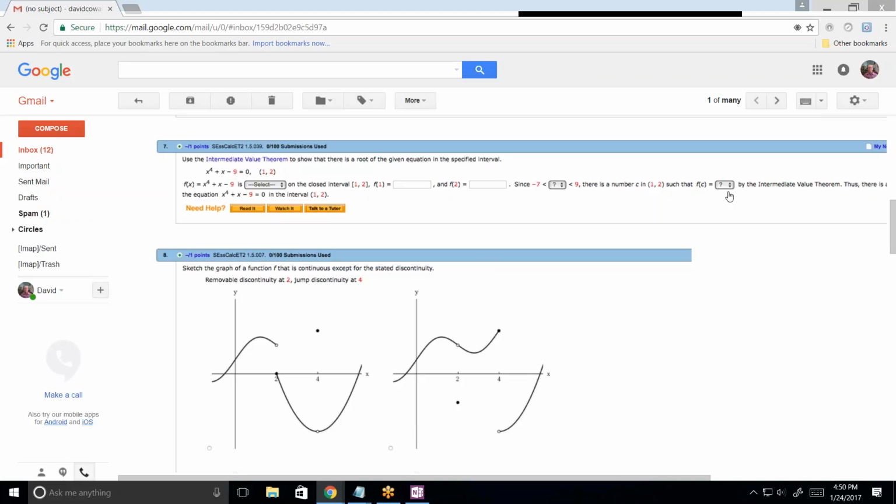And is there more to the right? No, that's it. Is there still more? It says, thus there is a discontinuity, limit, root of the equation in the interval 1, 2.